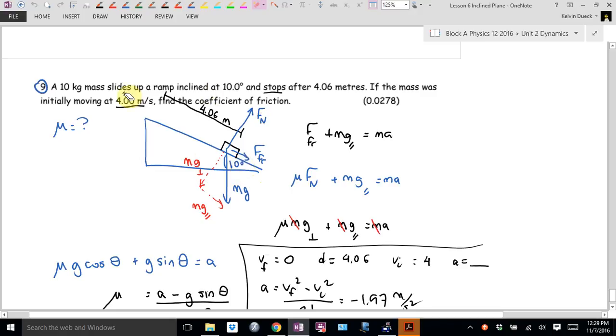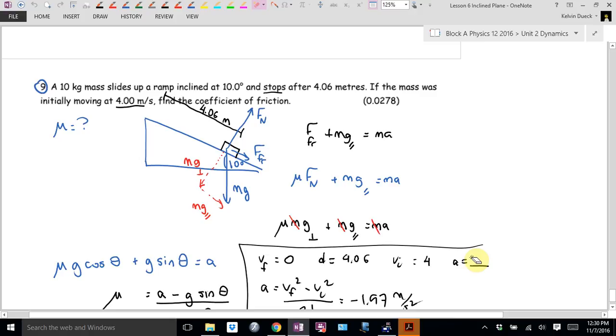It said that the object was sliding up the ramp, so I drew the block at the bottom of the ramp, and I said it's apparently sliding 4.06 meters up the ramp. You okay with that? Then I said, okay, you know what? They gave me a distance of 4.06. I also underlined stops. I said that's going to be a V final of 0. They also gave me an initial velocity of 4. I made a mental note that I could find an acceleration.